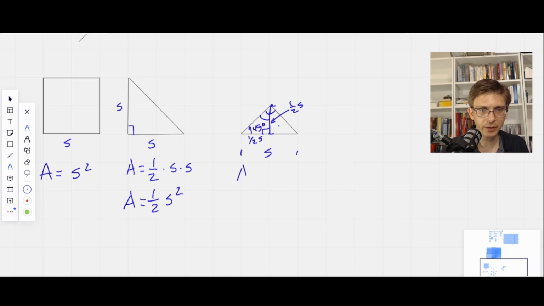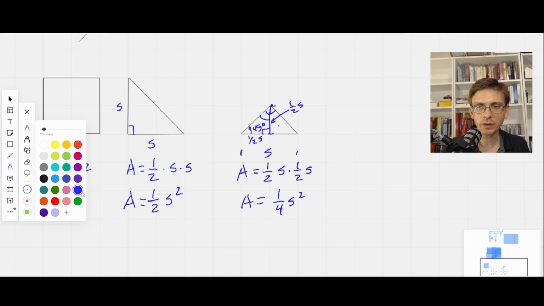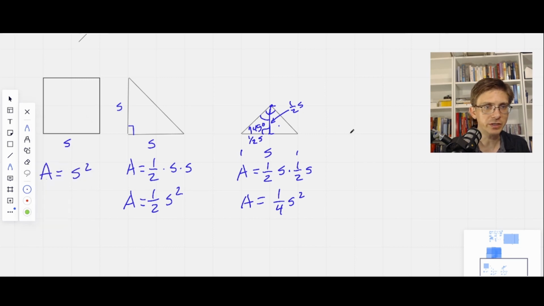Okay, great. So now we can find the area. So it's 1/2 times the base times the height, and the height is 1/2 S as well. So putting all that together, we get the area is equal to 1/4 S squared. And I'll leave off that square right there. Okay. So there's one more triangle for which we can find the area by knowing just one side.